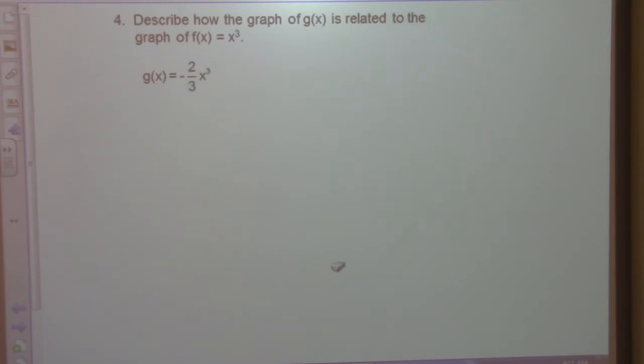Now 4, describe how the graph of g of x is related to the graph of f of x equals x cubed. So that's going to be g of x is f of x what? Okay, reflected across the x-axis. Okay, very good. Sometimes you'll hear people say reflected about the x-axis. All right, but this is definitely a right way. Anything else? Very good. And I heard Braden say vertically compressed.